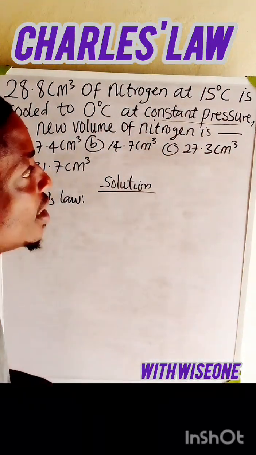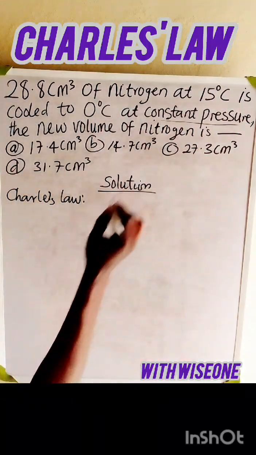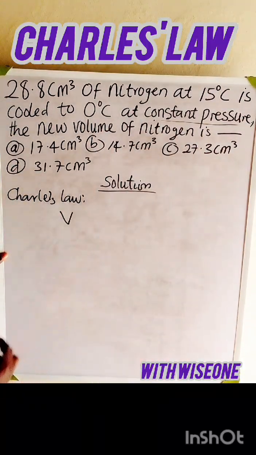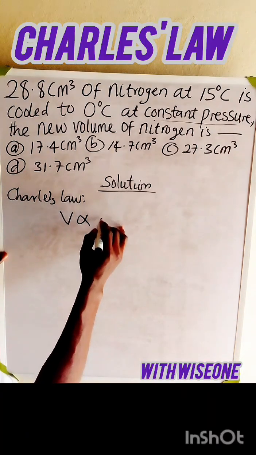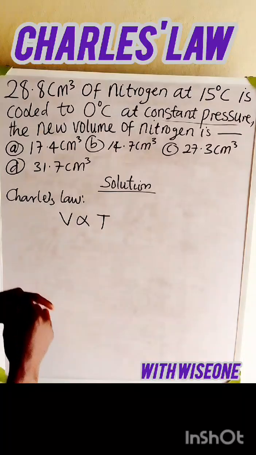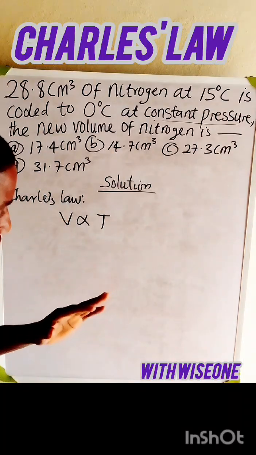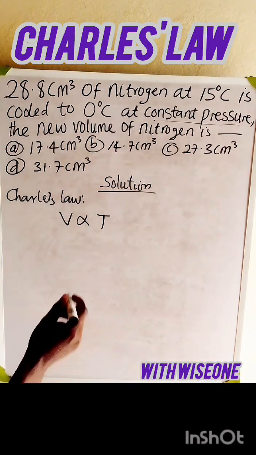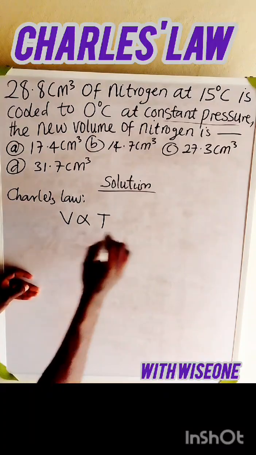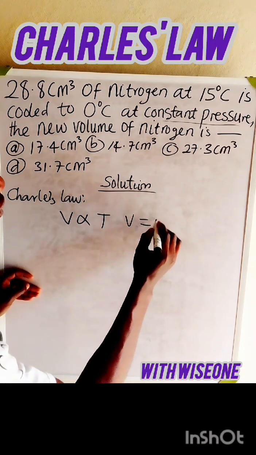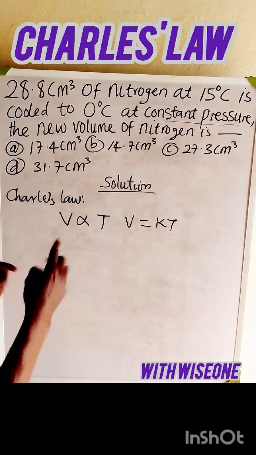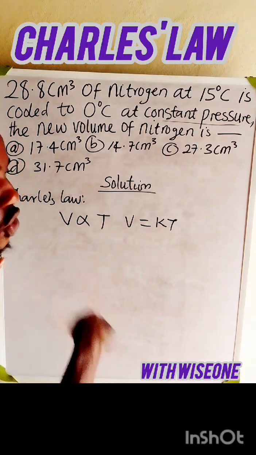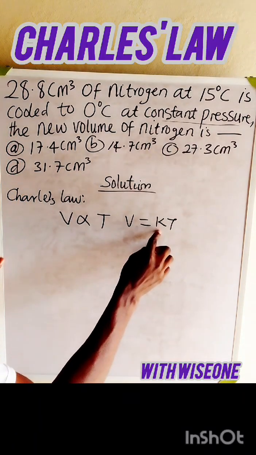Okay, so let's state this law mathematically. The law states that the volume V of a fixed mass of gas varies directly to its temperature, provided pressure remains constant. Now let's remove this proportionality sign. We have that V is equal to KT. As I'm removing this proportionality sign, I introduce an equality sign and a constant.